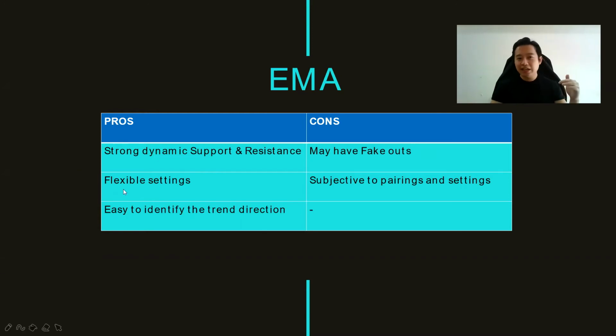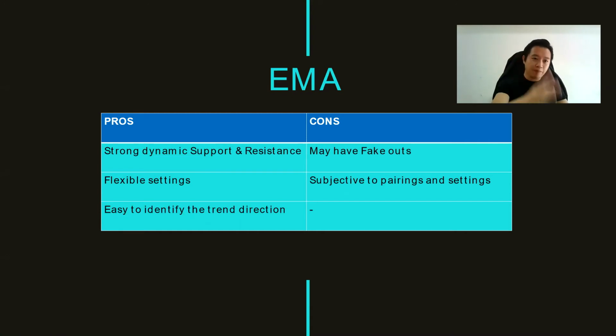The next pros is that you have plenty of flexible settings. Like I told you, the 200 EMA is the bigger guideline. So you need a shorter one, right? So it's flexible. You can play with multiple different values, right? The cons is that the EMAs are subjective to pairings and settings. Different pair, this is an insight. Different pairs respect different levels as a whole, right? Some pairs in general, 200 pretty much respects, but some pairs respect more, some pairs respect less. So you probably need to adjust the EMA levels a little bit.